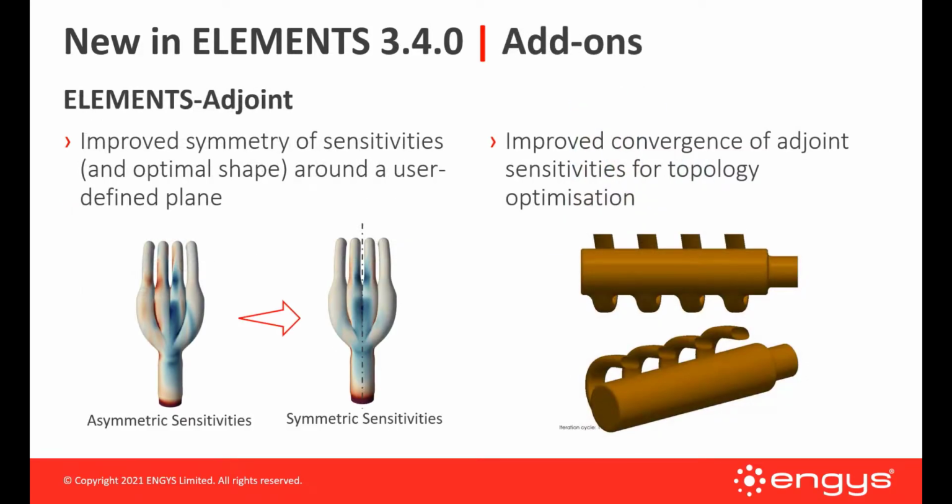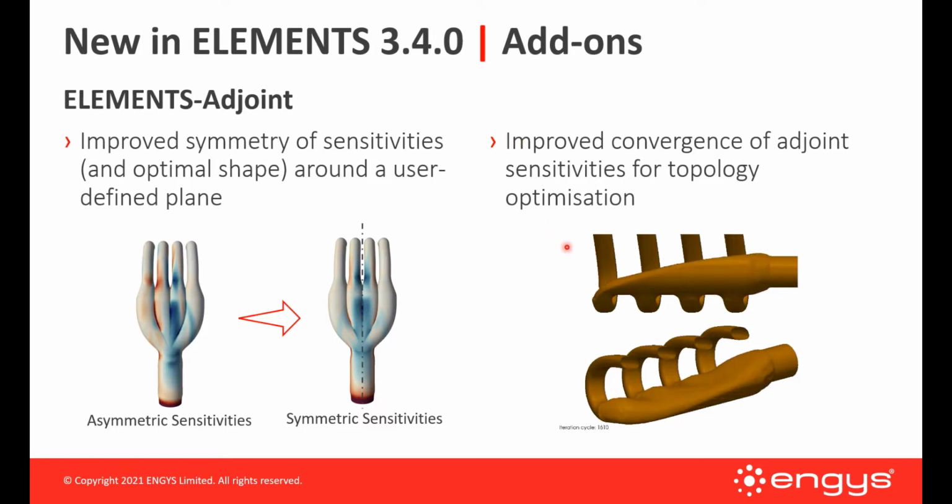With regards to the add-on modules in Elements 3.4.0, I would like to start by mentioning a couple of new features in Elements Adjoint. The first one is related to the symmetry of sensitivities. What we've done is to add the ability of defining a plane around which the sensitivities are forced to be symmetric. By extension, of course, the optimal shell will also be more symmetric. This is ideal if you are trying to optimize a design which itself has geometric symmetry, as in the example of this manifold.